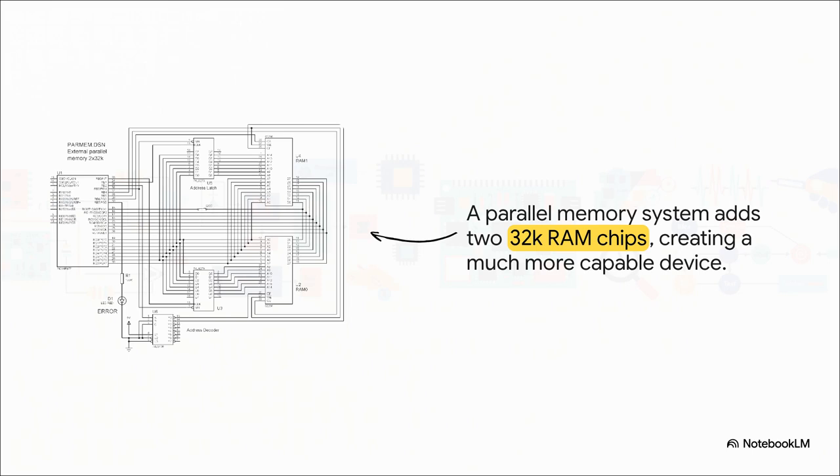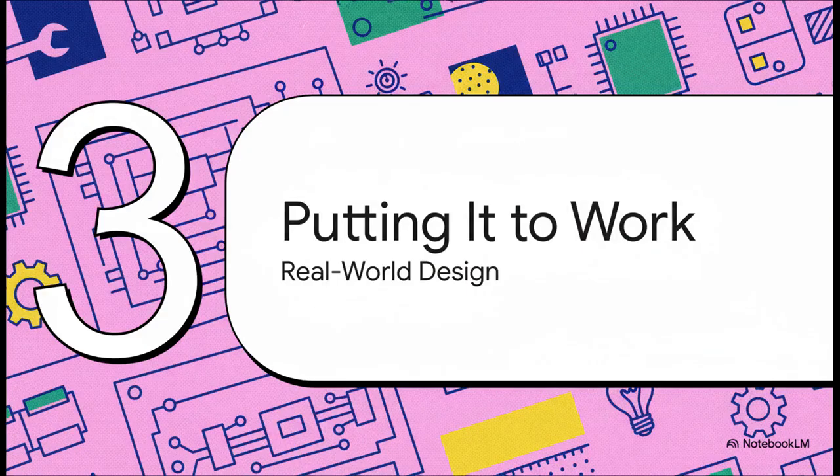And here's what that upgrade looks like on paper. We've added two big 32K RAM chips. Now, to manage them, we're using almost all of the microcontroller's port C and port D just for data and addresses. So by sacrificing all those I/O pins, we've given our system a massive boost in its short-term memory and its overall speed.